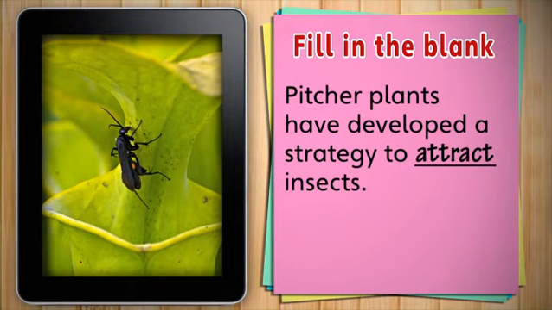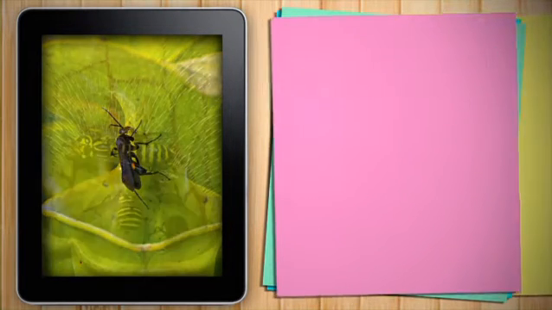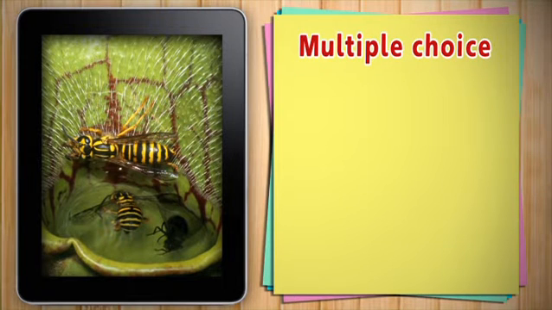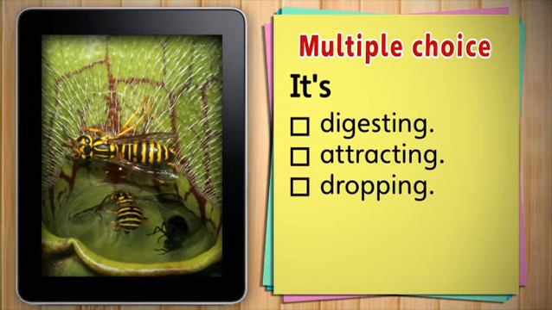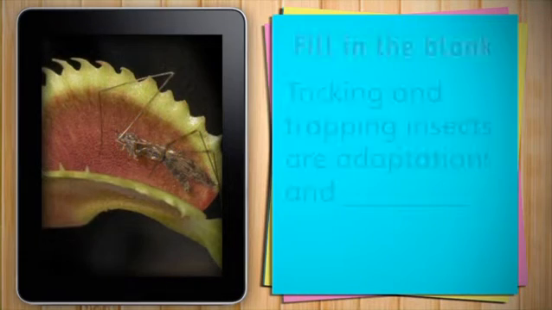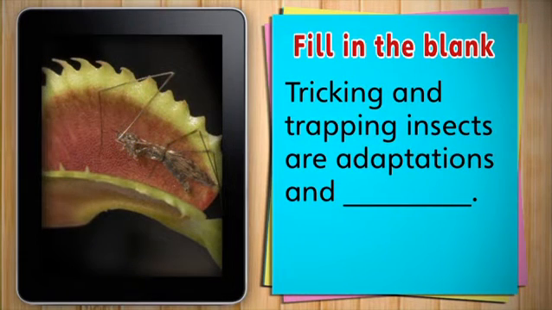Look out, little one. It's your last chance. What is this plant doing? Is it digesting, attracting, or dropping the insect? It's digesting the insect. Tricking and trapping insects are adaptations and behaviours.